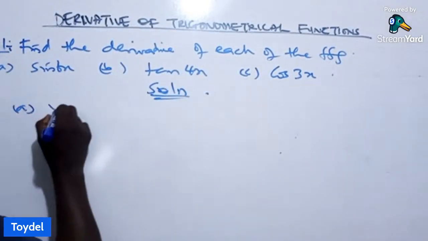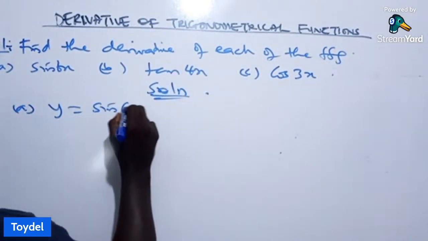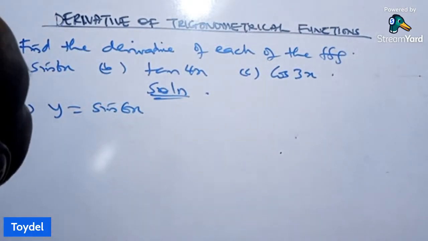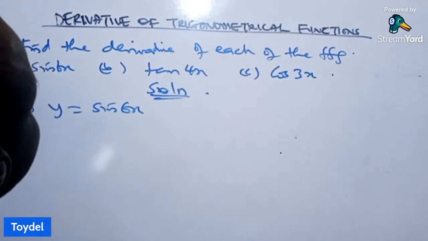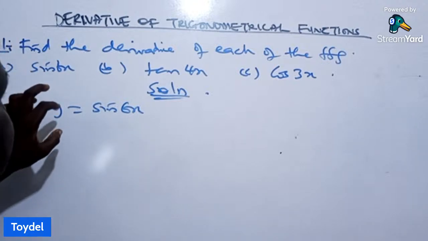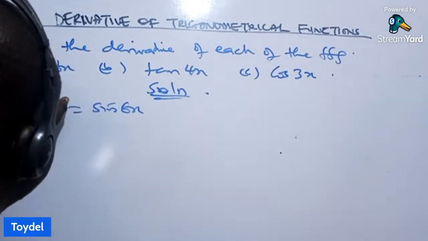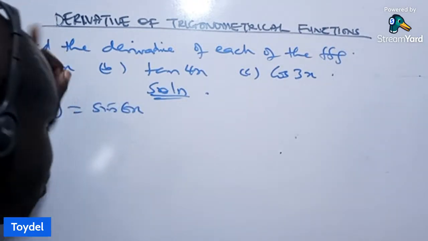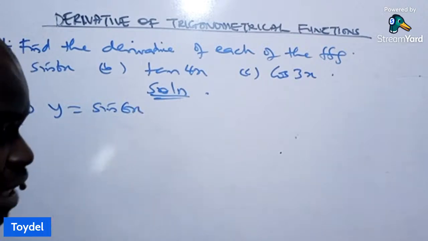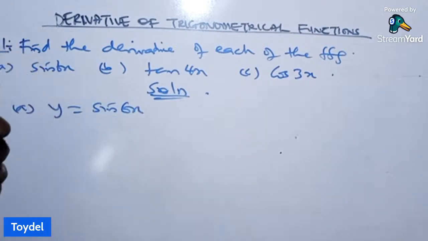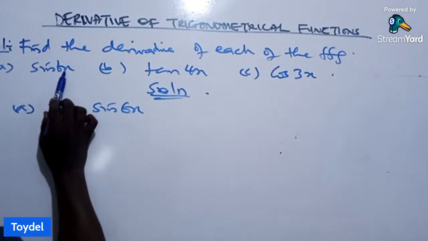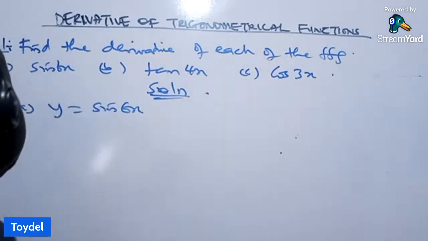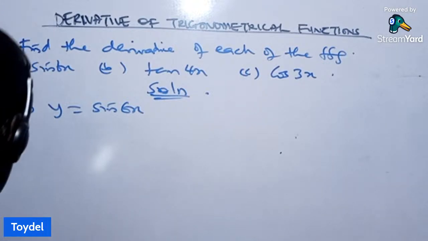The first one, we say y is equal to sine 6x. When you check the formula I gave earlier, the coefficient of x there is just one. We talk about sine x, cos x, tan x, sec x, cot x, cosec x. But in this case, x has a coefficient that is more than one. So how do we solve this? Then this is what we do.